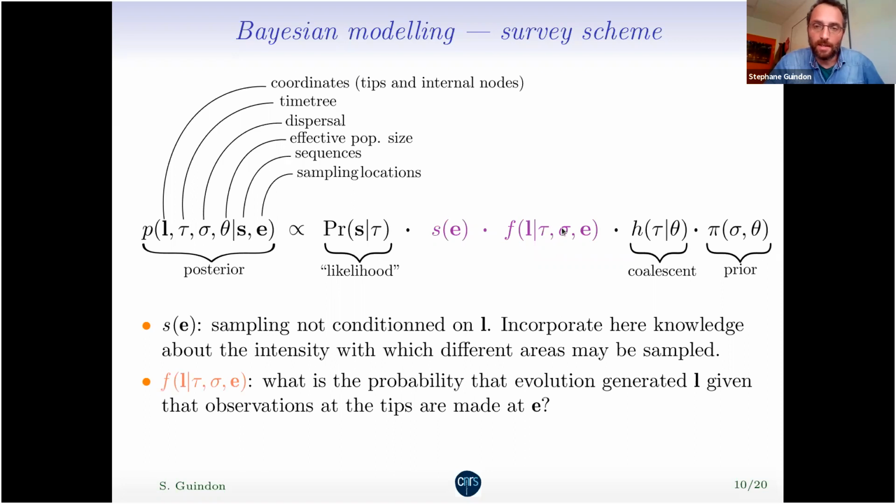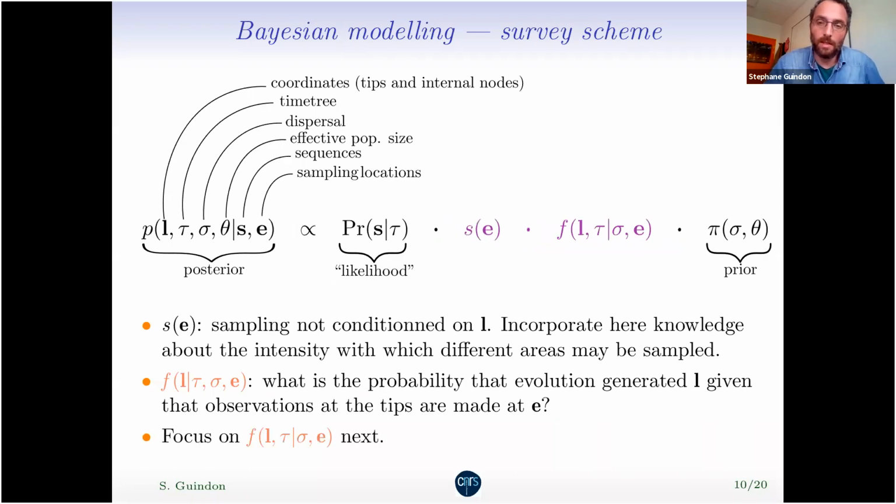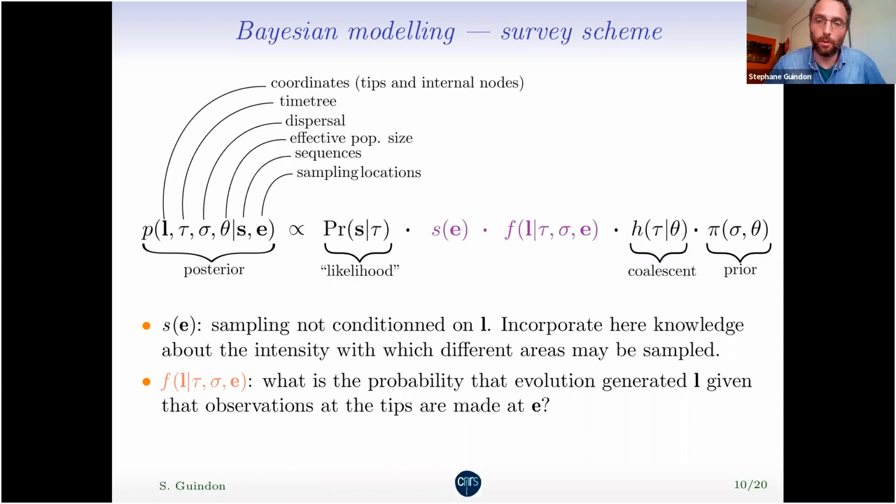And the second part here of the model has to do again with the outcome of the evolutionary process, but this time we need to be very careful, because we condition on the fact that we've sampled organisms at particular places. And it's this conditioning that is going to get us into trouble, right? So that's what I'm going to focus on. From now, I'm going to focus on the product of this density, the location given the tree and the sampling locations, multiplied by the coalescent prior.